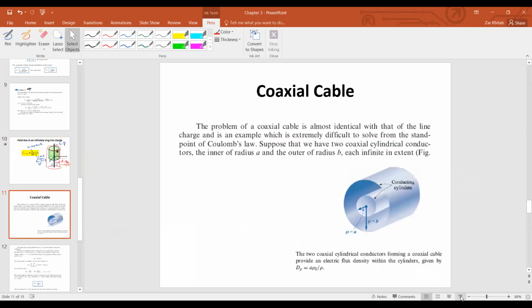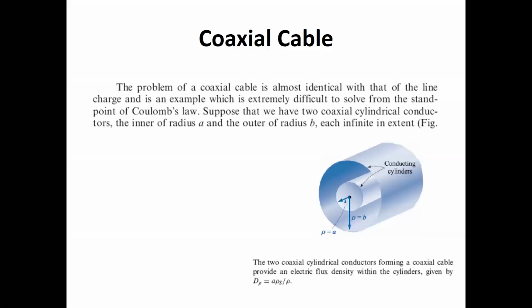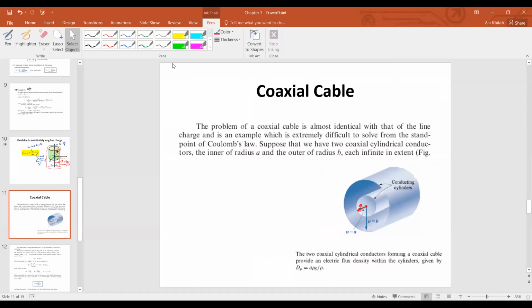So now if we have this coaxial cable, you can see that the inner wire has a radius a, and the outer wire has a radius b. I guess this PowerPoint version is a little older, so I have a little incompatibility with my pen. So this outer wire has a radius rho equals b, and the inner wire has a radius of a.